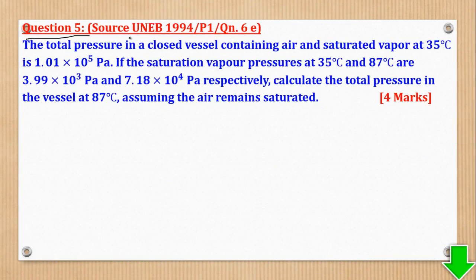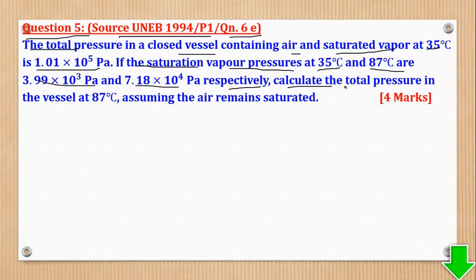Question 5 came from UNEB of 1994, paper 1, question 6E, and it says the total pressure in a closed vessel containing air and saturated vapor at 35 degrees Celsius is this. If the saturation vapor pressure at 35 degrees Celsius and 87 degrees Celsius are this and that, respectively, calculate the total pressure in the vessel at 87 degrees Celsius, assuming that air remains saturated.